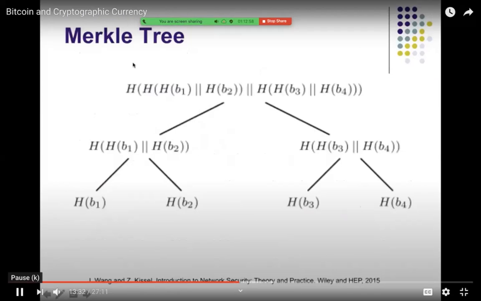So this is what a Merkle tree looks like. Here you have a hash value of block 1 and block 2, and a hash value of block 3 plus block 4. Then you merge them up by concatenating these two values and hashing again, you merge them up, and then hash again.